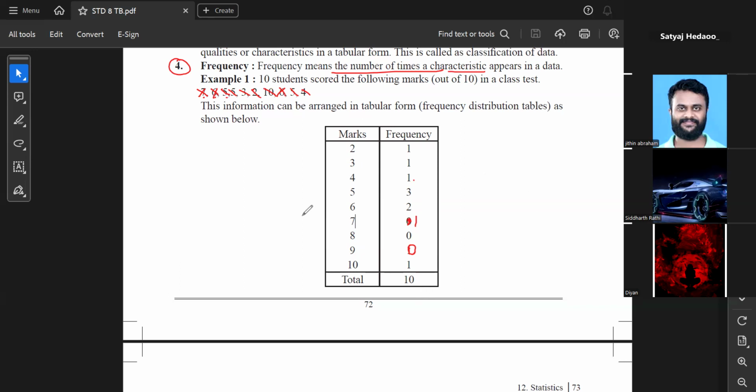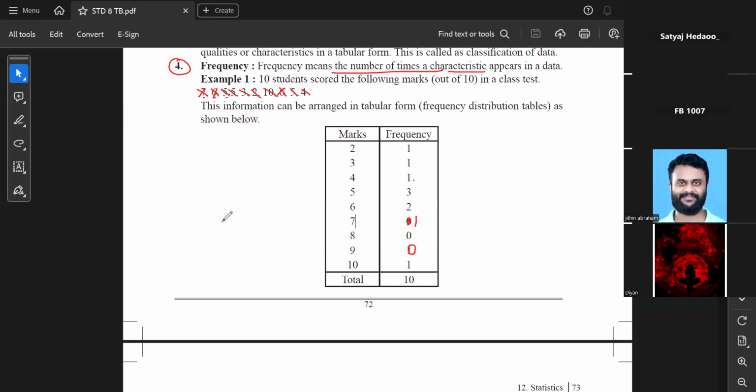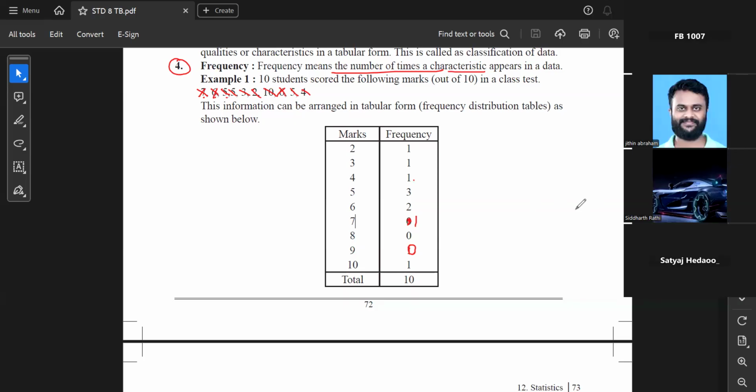Yes, Satyaj, tell me what's your doubt. Yes, sir. I was just going to point out that 9 wasn't there in the table. Okay, no problem. I mean, the data. Yeah. Student with an ID FB1007. What's your query?